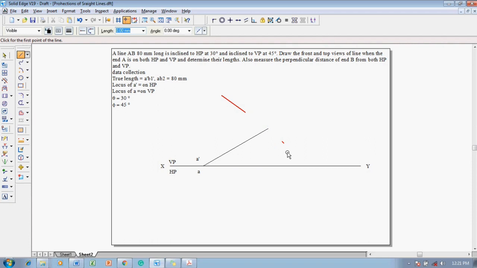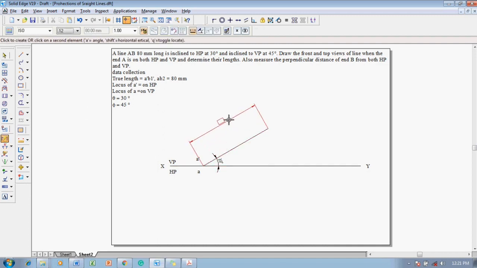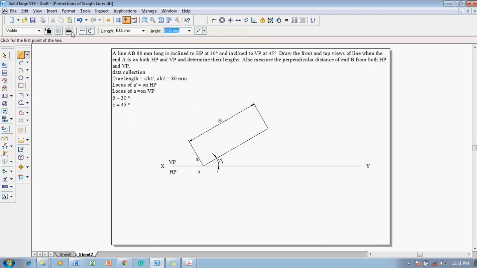Now one can see this, the line at 30 degree has been drawn at a length of 80 millimeter. Using an angle between command, the angle is shown as 30 degree, and using the smart dimension command, show that the length of this line is 80 millimeter. Then in the same fashion, let us draw the line AB2. The length is 80 millimeter and the angle is 45 degree.